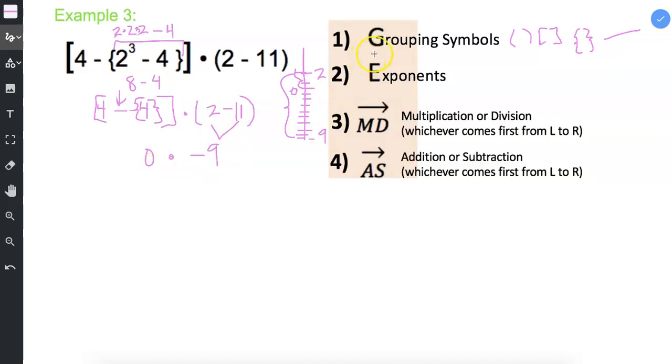And finally, we kept working on grouping symbols until we had one number inside of the grouping symbols. Technically you can leave the parentheses there, you can leave the brackets here, and then once you're done with the grouping symbols, you move to exponents. There aren't any, so we're done with level 2, and then you move on to multiplication and division. Really the only operation left is multiplication, and 0 multiplied by -9 gives you 0, so the final answer here is 0.